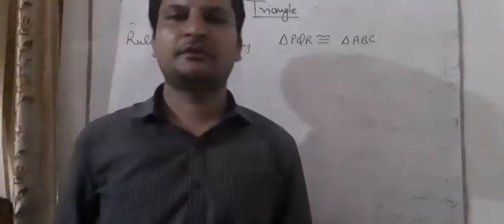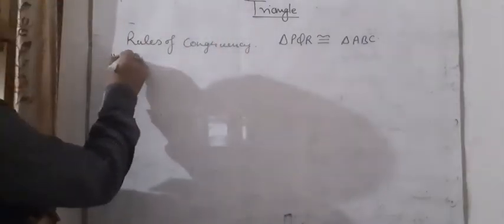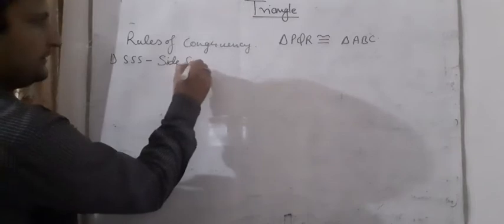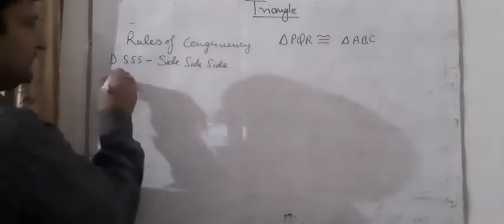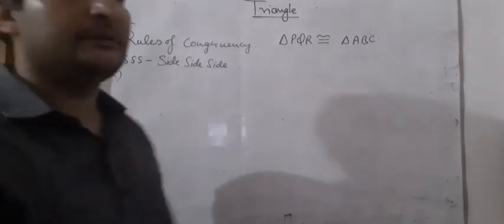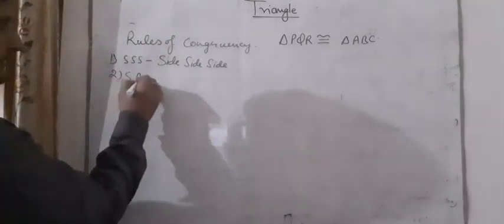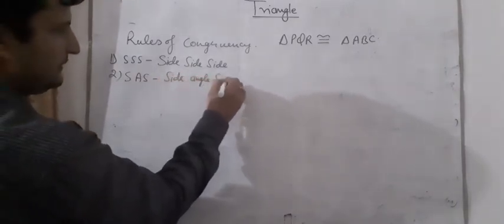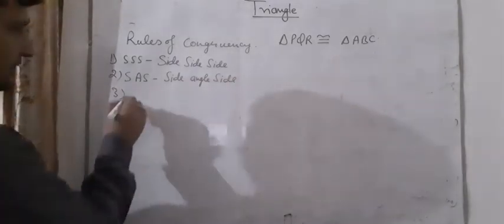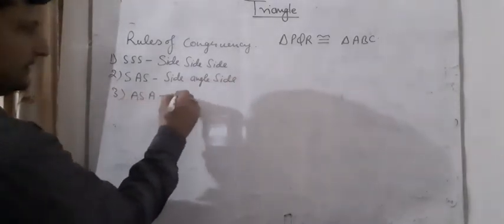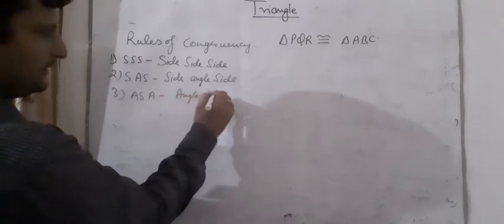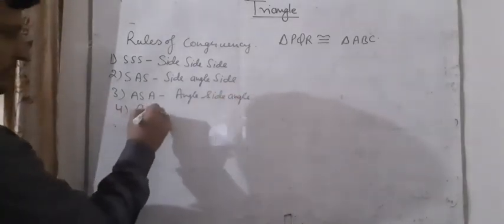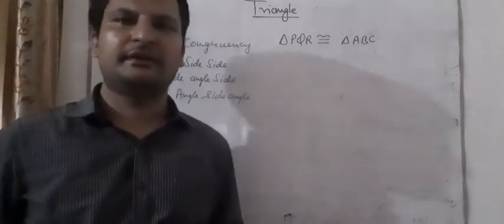So students, there are some rules for congruency. First rule is SSS. SSS means, students, side side side. Second one is SAS. This means side, included angle and side. Third one is ASA. ASA means, students, angle, side, angle. Fourth one is RHS. Students, RHS means right angle, hypotenuse, side.